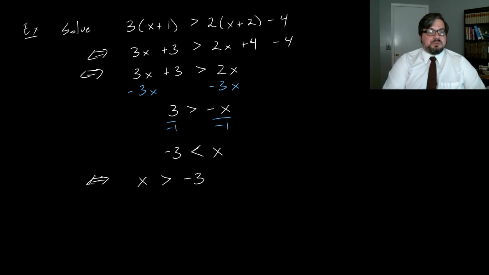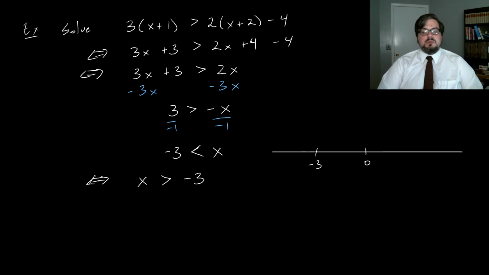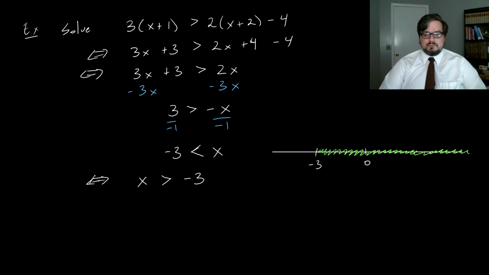So let's go to our number line. So we want to note where our boundary is. Our boundary in this case is negative 3. And now we need to know which way we're going. We are asking for all the numbers x where x is greater than negative 3, which means we want all the numbers that sit to the right of negative 3 on the number line. So that takes care of part of our solution.